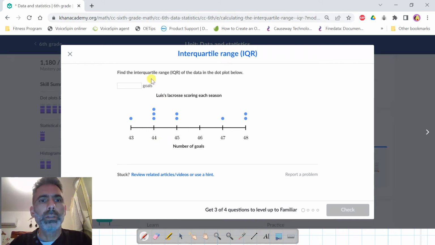Find the interquartile range, IQR, of the data in the dot plot below. Louise's lacrosse scoring each season. So each data point represents the scoring of Louise for each season. So we have 43, 44 for 3 seasons, 2 seasons he scored 45, 1 season he scored 47, 2 seasons he scored 48.